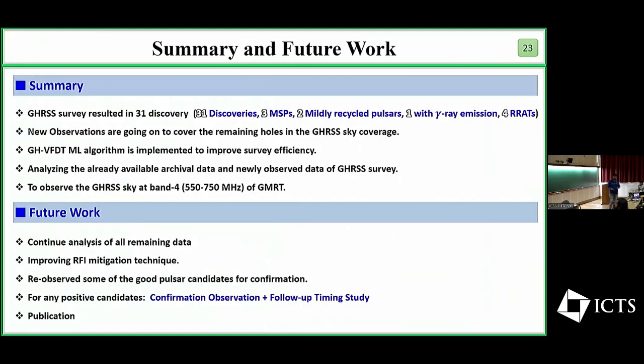To summarize the talk, the GHRSS survey resulted in 31 discoveries, and observations are ongoing. The new pipeline is an FFA and FFT-based pipeline, with machine learning installed on various machines, and we are now analyzing the archival data and newly observed data. In the future, we will continue analyzing the remaining data and re-observe some of the good candidates to confirm their nature, and for any positive candidate we will do follow-up observation, timing study, and publication.